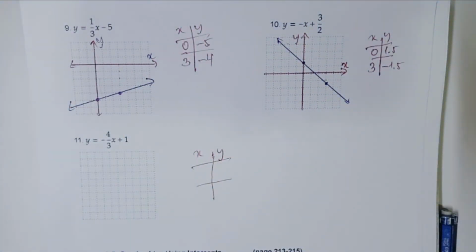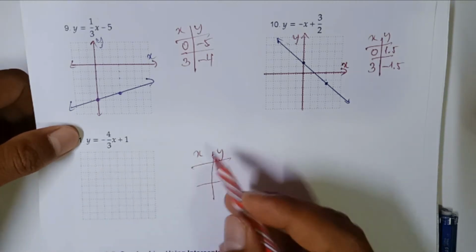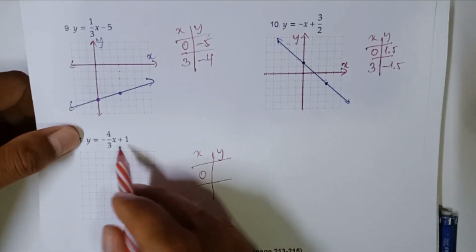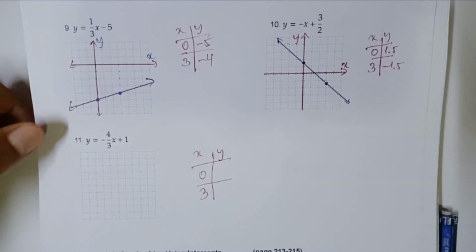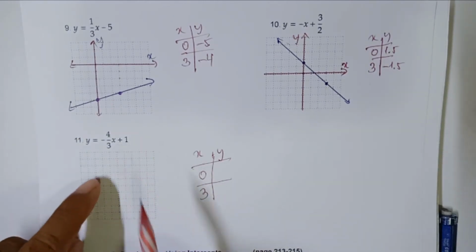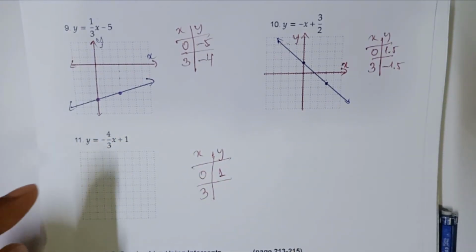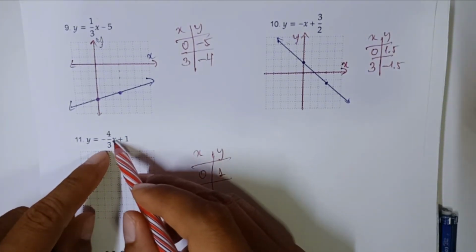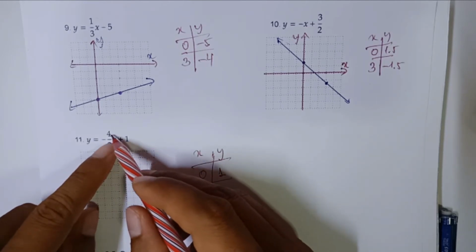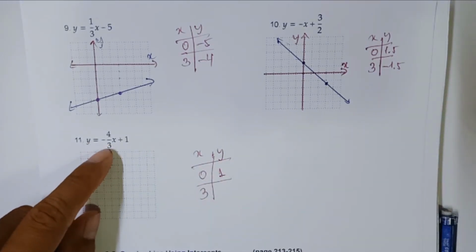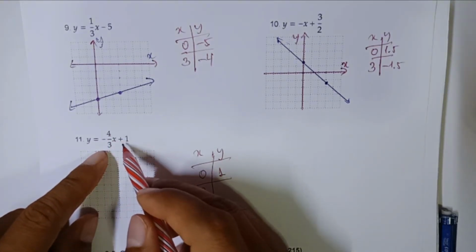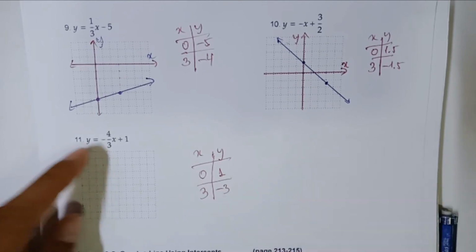Last number. I'm going to give 0 and I'm going to give 3. When x is 0, 0 times a number is 0, 0 plus 1, y is 1. When x is 3, 3 divided by 3 is 1, 1 multiplied by -4 is -4. This is negative, so -4, -4 plus 1, -3.